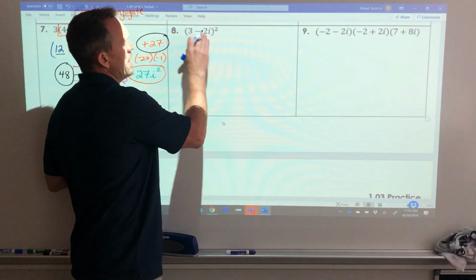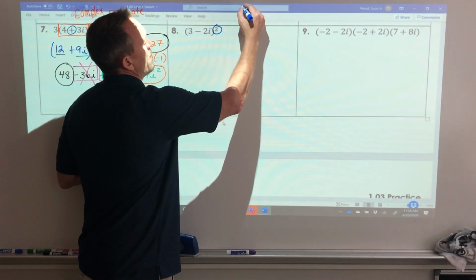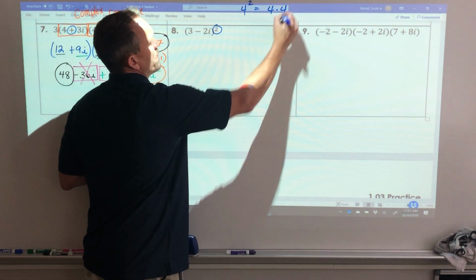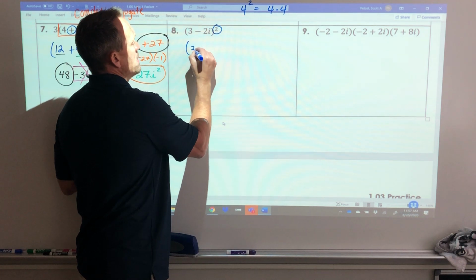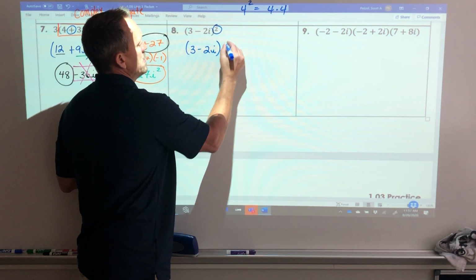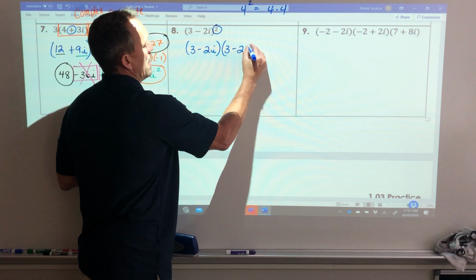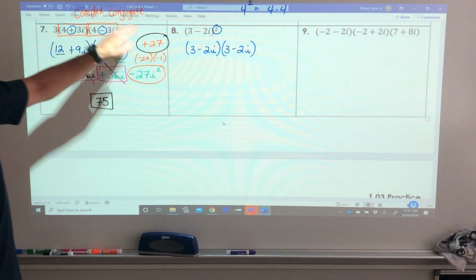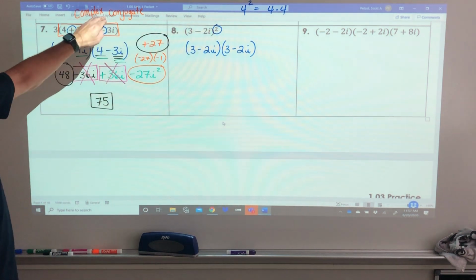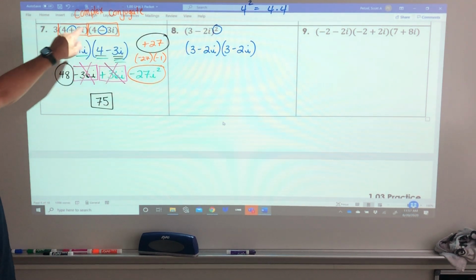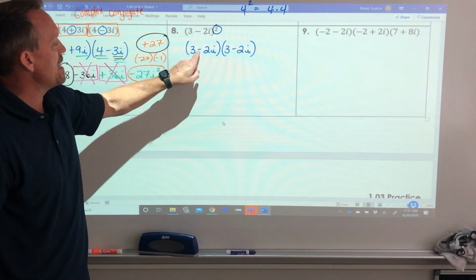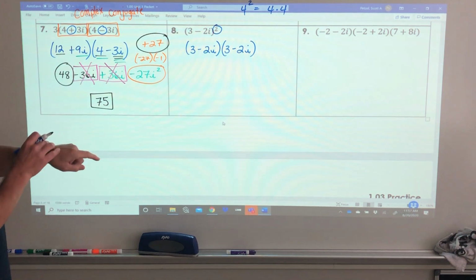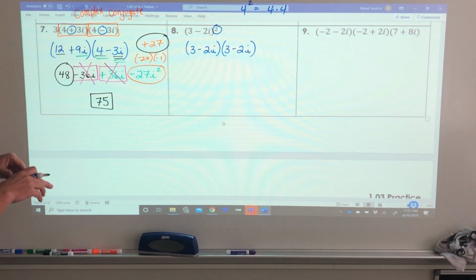All right, so here we have squared. What does that mean? Well, if I had 4 squared, that simply means 4 times 4, right? So what this means is 3 minus 2i times 3 minus 2i. These are not complex conjugates. The sign is the same. For complex conjugates, the sign is opposite. Okay?